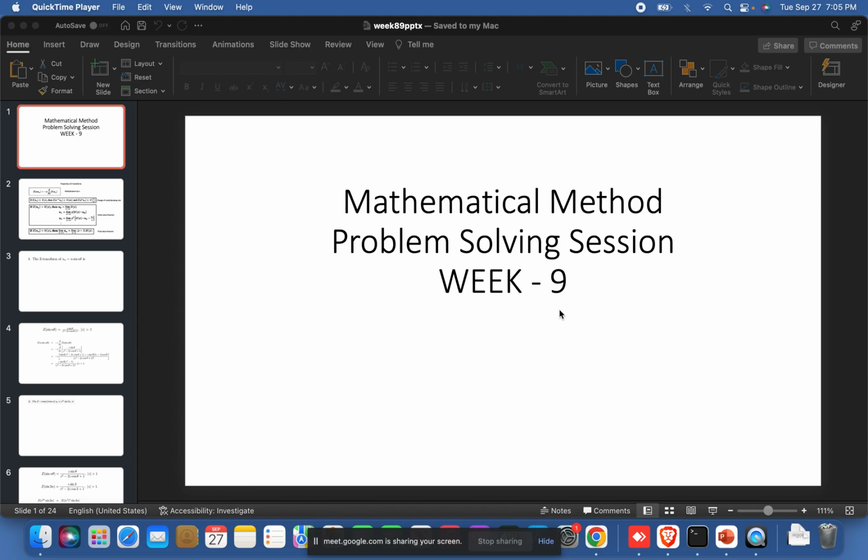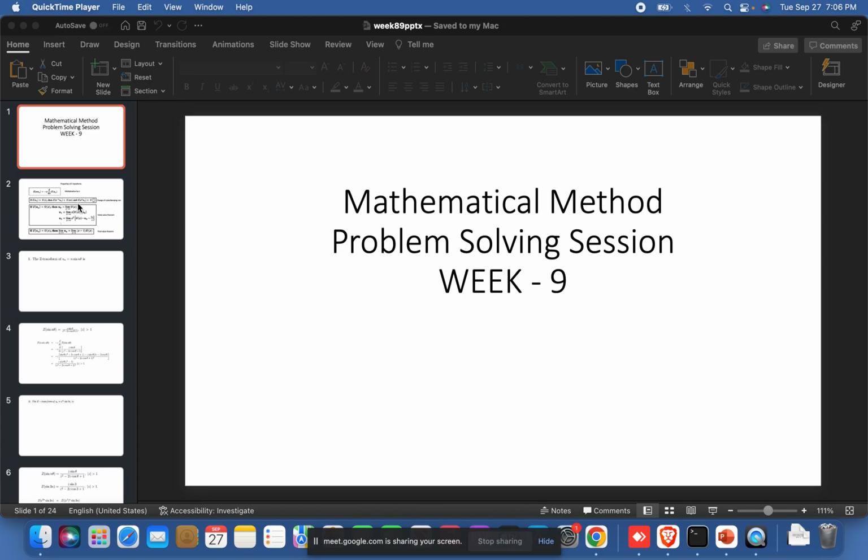So in this problem solving session, we will go through some of the problems from assignment 9, because you have to submit assignment 9 by tomorrow. So I thought it would be a good idea to go through those questions as well as solutions, and then you can revisit that problem set and solve some problems if you have not solved them yet.